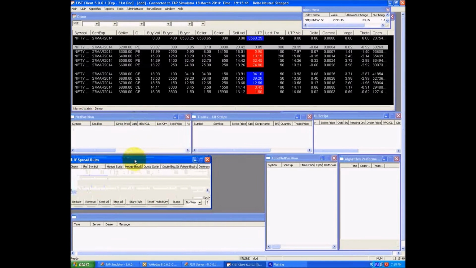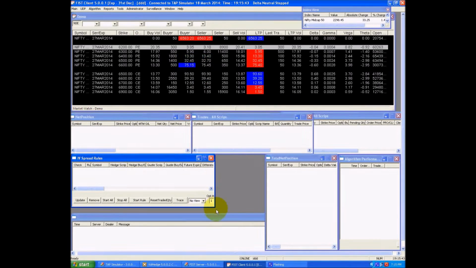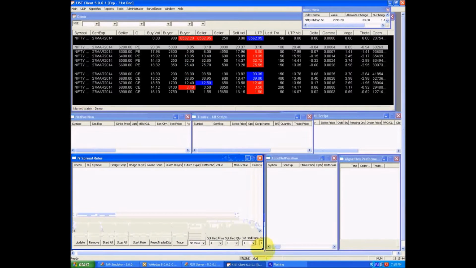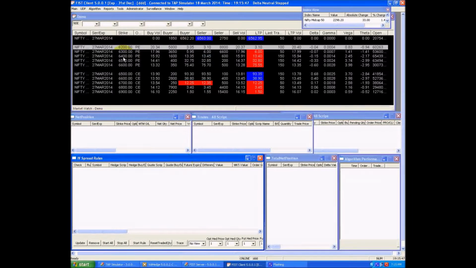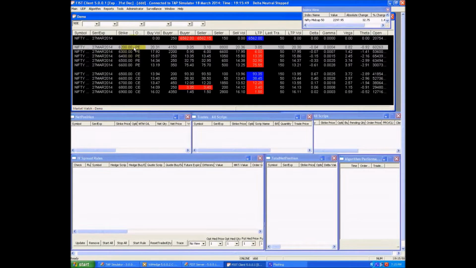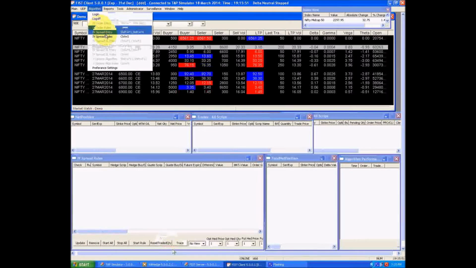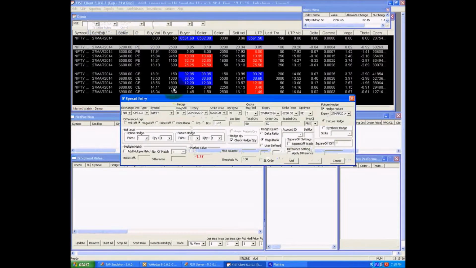This is my IV spread rule box. I can place it here. To make any IV spread entry, the shortcut keys are Shift F3 and Shift F4. By pressing Shift F3, this window appears, IV spread entry.